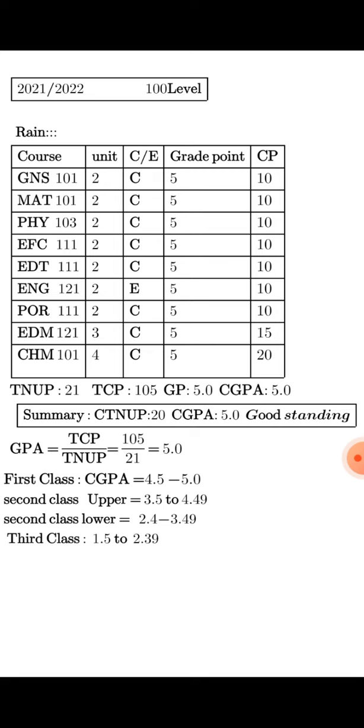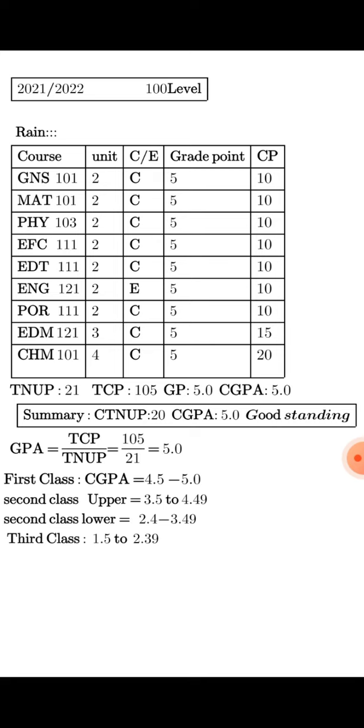So let's start with GNS 101. GNS 101 is our first course, and a unit is attached to it, a 2-unit course. Now for all courses that you'll be doing in LASU, each course must have a specific unit. Some courses have 2 units, some have 3 units.